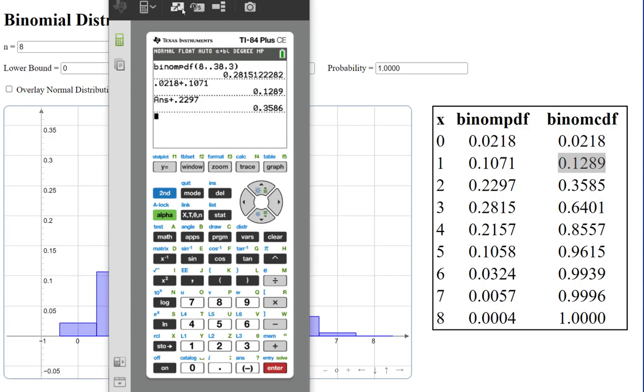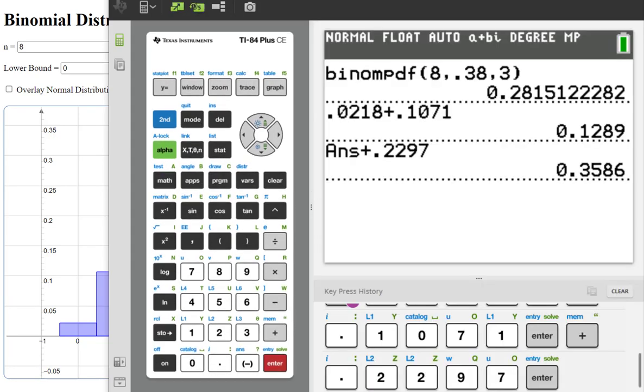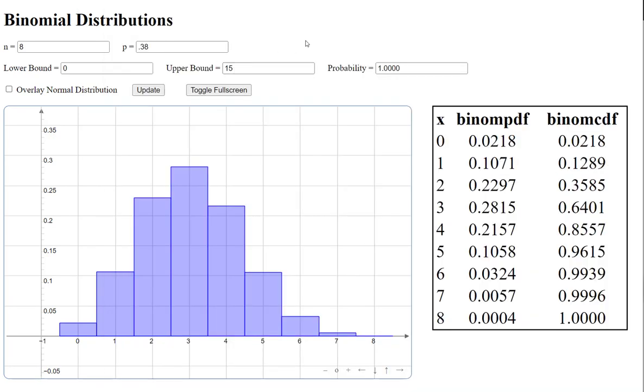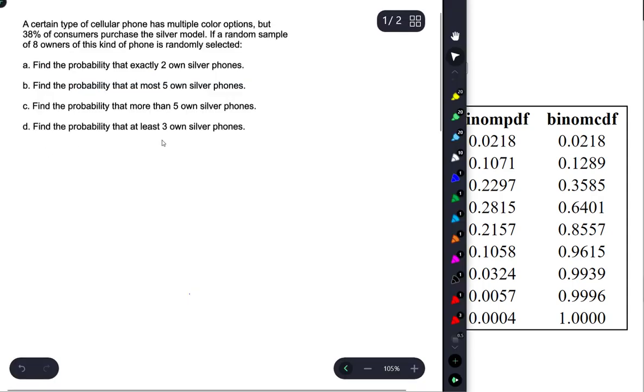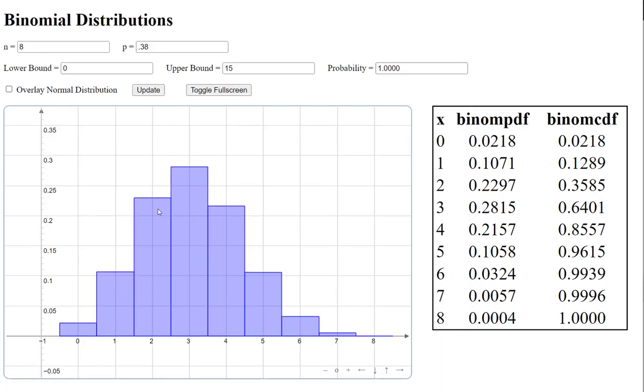Now, when we are answering questions, we need to know which one to use. The way that we know is through the context of the problem. For instance, part A says find the probability that exactly 2 own silver phones. So what I want is only 2 people out of the 8 to own silver phones. I pretty much just want to know the height of this one bar. If I just want the height of one bar, I'm not adding any bars together, so I would just use binomial PDF.